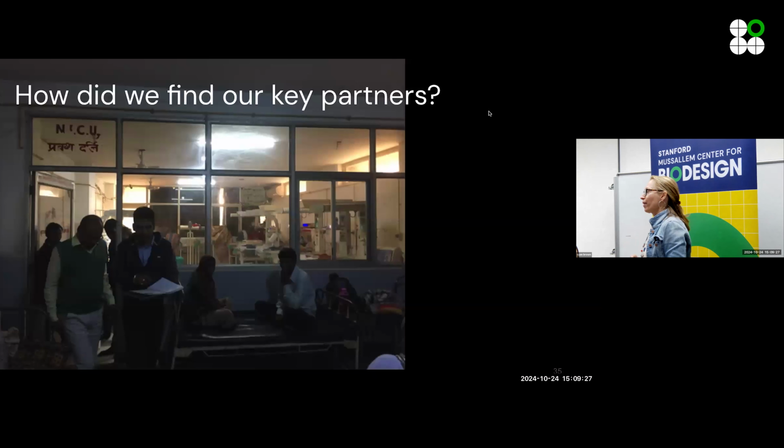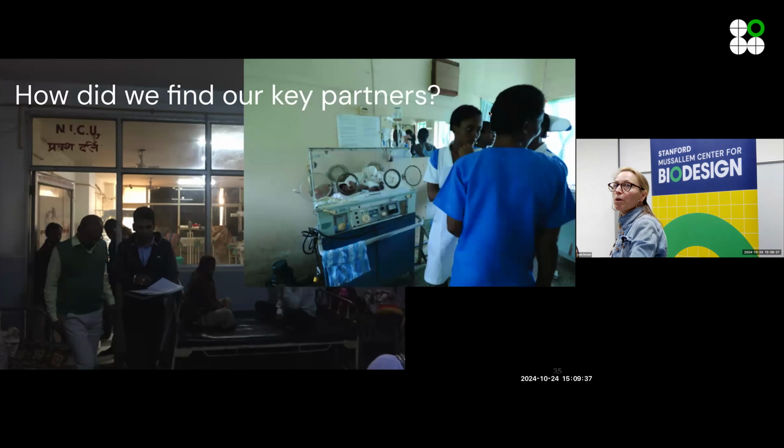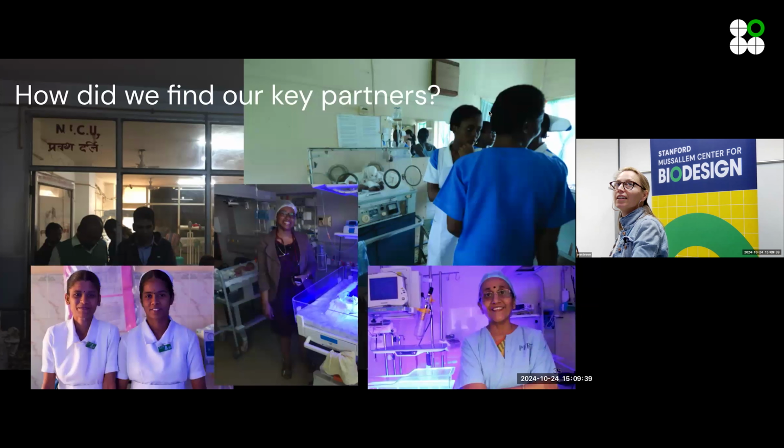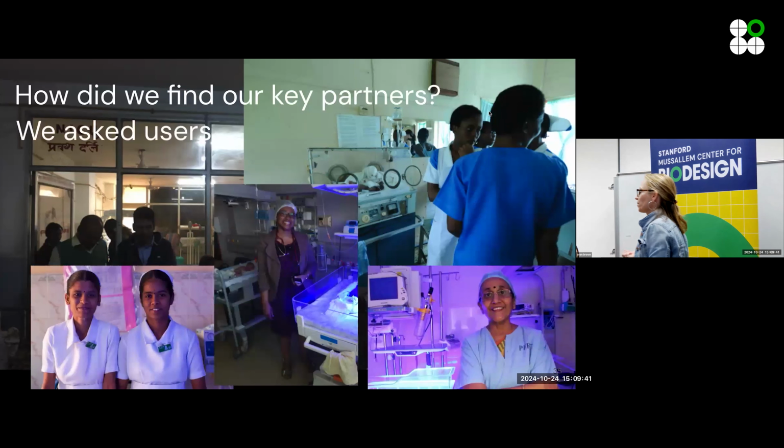So how did we find our key partners? To give you a sense, we were a team of 3.5 at the time. We were very small. We were just getting going. We knew we needed a manufacturing partner. We knew we needed distribution partners. So what we did in looking for those partners is we asked users. So we went to different hospitals and said, which medical device company responds to your servicing calls quickly? Who's very trustworthy? Which devices do you like? Which devices do you not like? And that helped us build a list of potential commercial partners that we were going to work with.